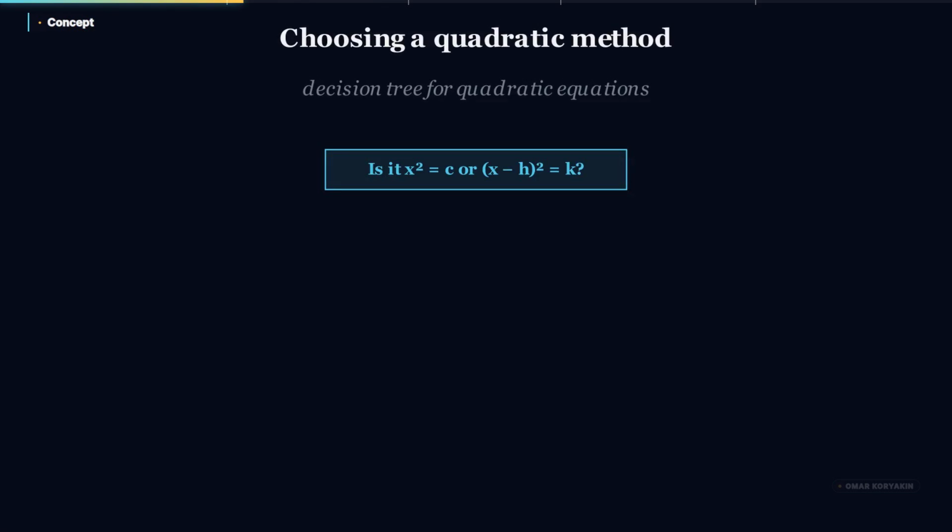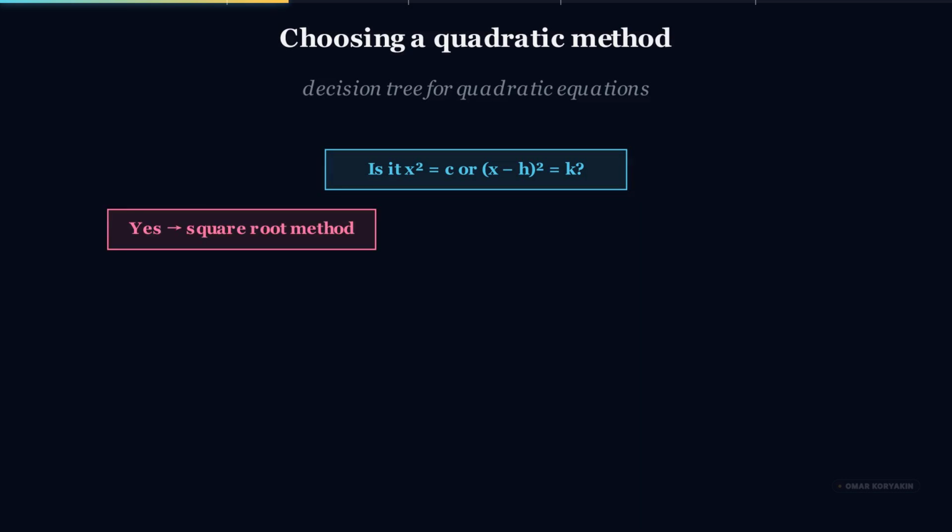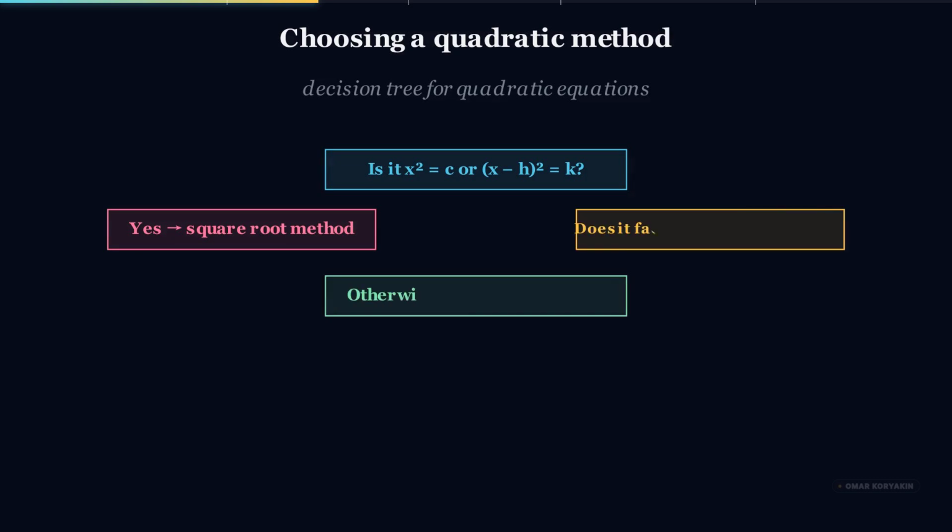The decision tree starts with shape recognition. Is the equation in square root form? That means the variable side is already a single squared expression equal to a constant. If yes, take the square root of both sides with plus or minus, and you are done in one move. The square root method is the fastest when applicable.